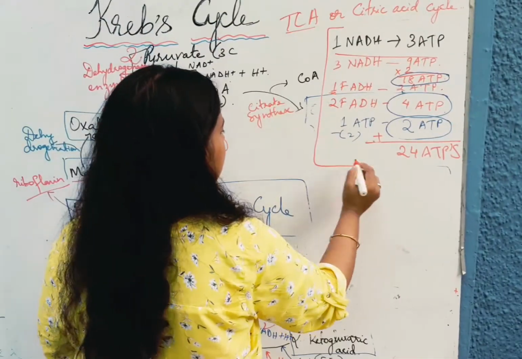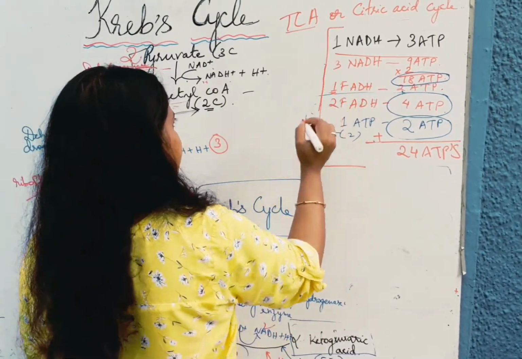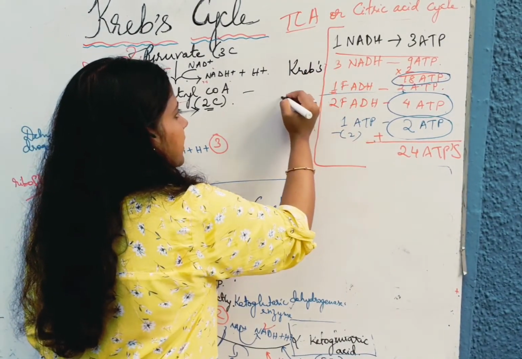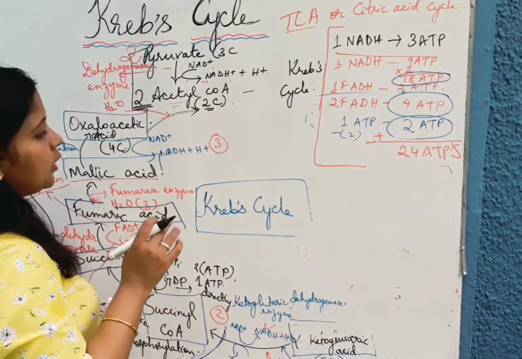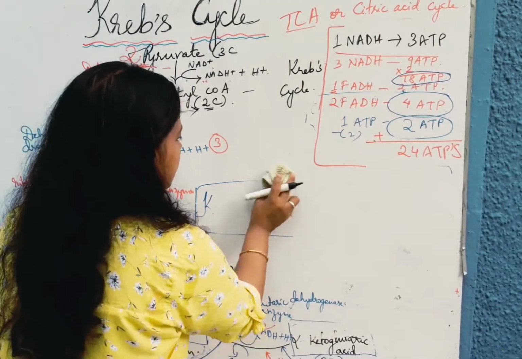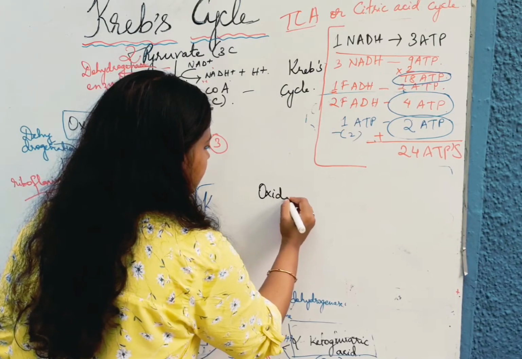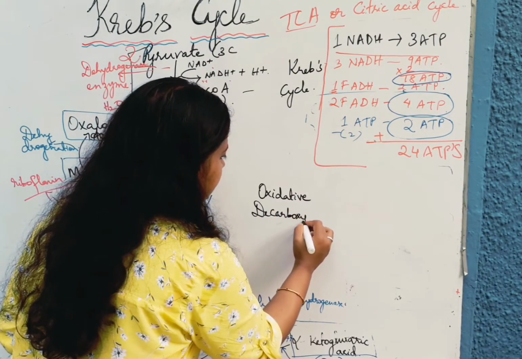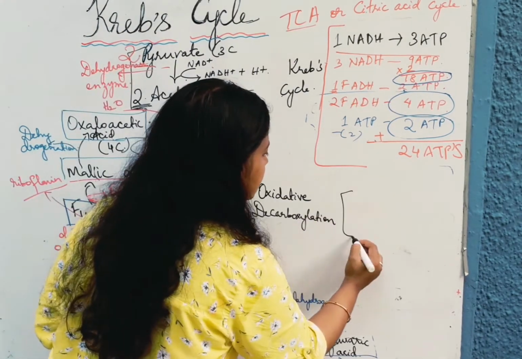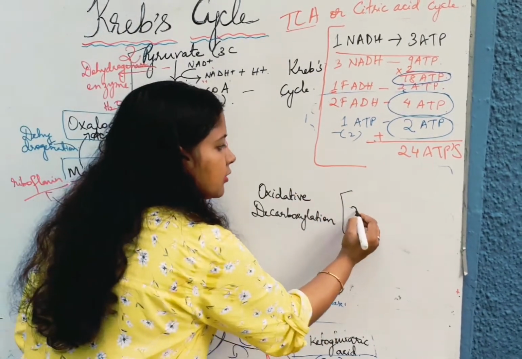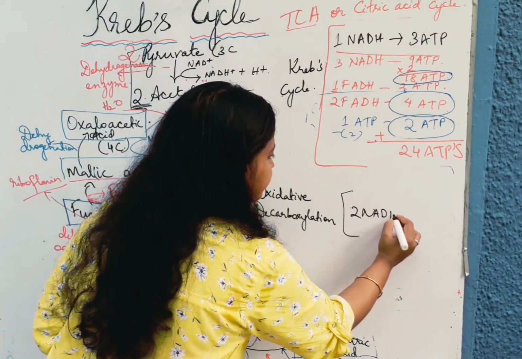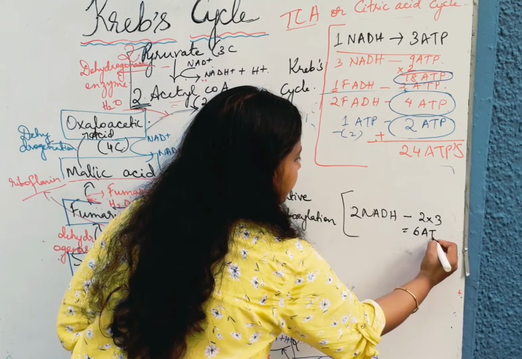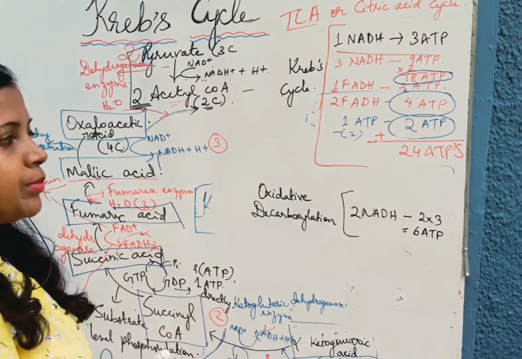So this is for the Krebs cycle, total ATPs produced in the Krebs cycle. Then total ATPs produced in oxidative decarboxylation. This process takes place just before the Krebs cycle. In oxidative decarboxylation, there is 1 NADH produced in one cycle, so it will be 2 NADH. So 2 NADH, we count 1 NADH as 3, so 2 into 3, so 6 ATP. So 6 ATPs are produced here.